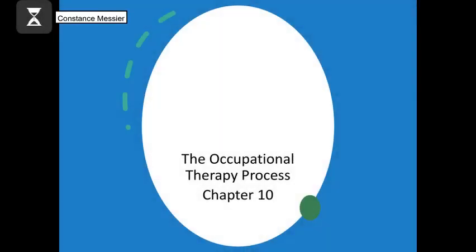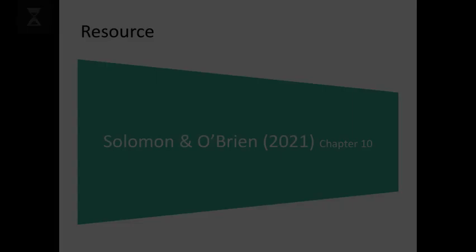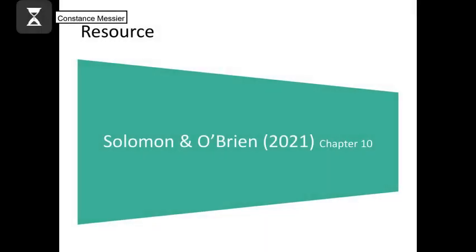Welcome to part 3, the occupational therapy process, chapter 10. The information in this chapter is from your Solomon and O'Brien textbook, and we are going to be talking about legitimate tools, purposeful activity, activity analysis, adapting and grading activities and configuring them, therapeutic self, and goal writing, as well as reevaluation and discharge planning.